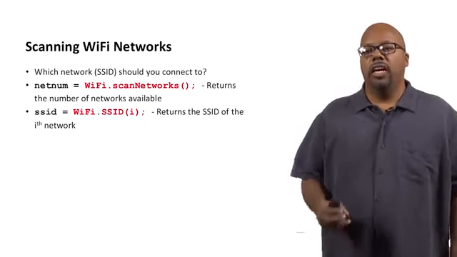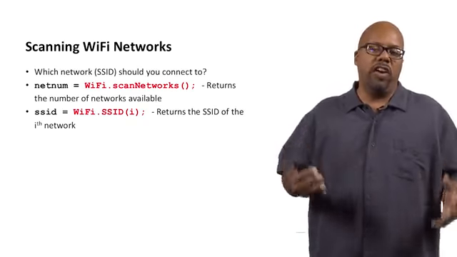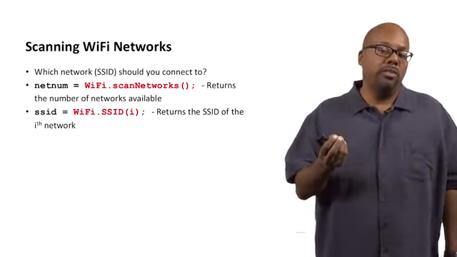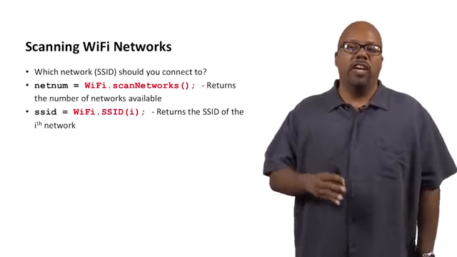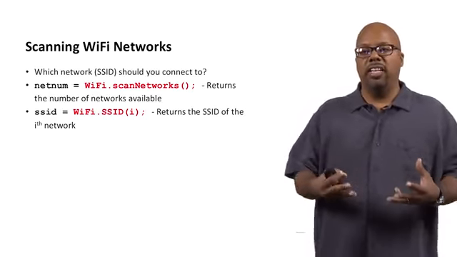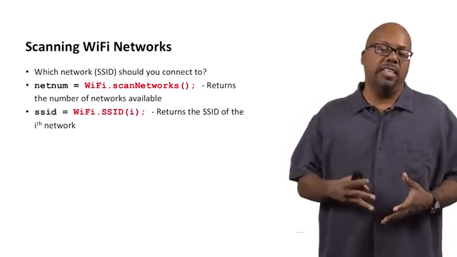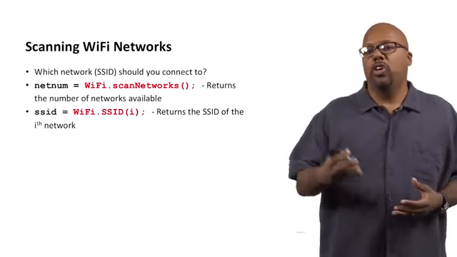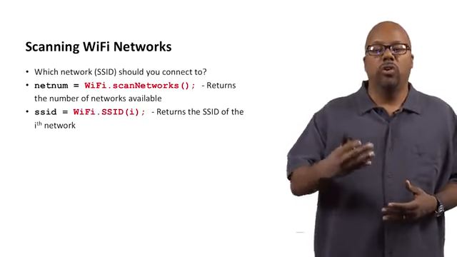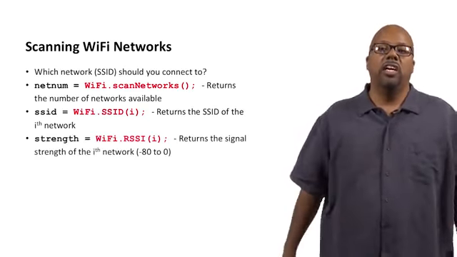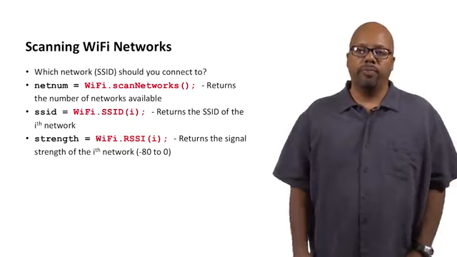Now, say there are 5 networks and you want to find the actual names of the networks, the SSIDs of the networks. You can call this function WiFi.SSID. You pass it an integer i, and it returns the SSID of the ith network. So if you know there are 5 networks, you can call SSID of 0, 1, 2, 3, and it'll return the SSID of all those networks.